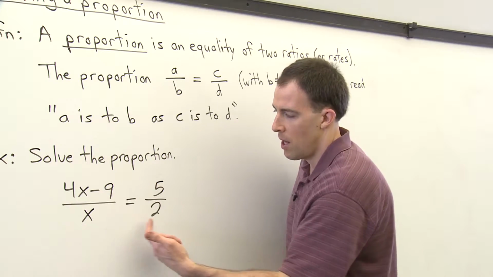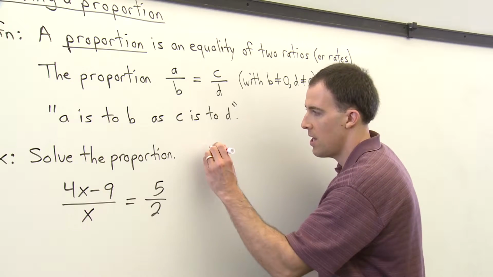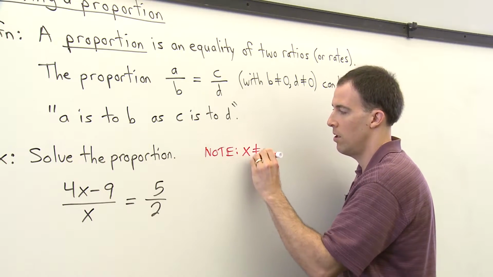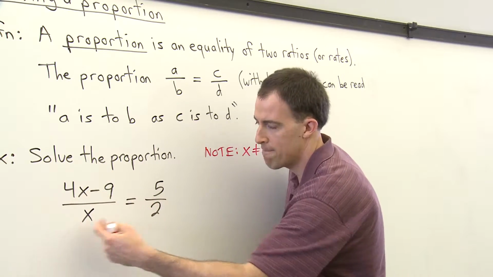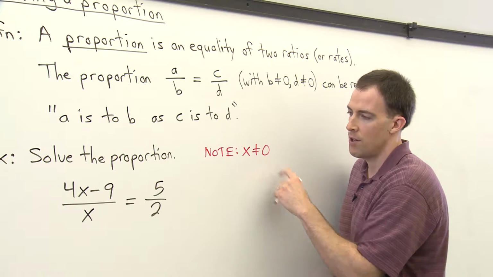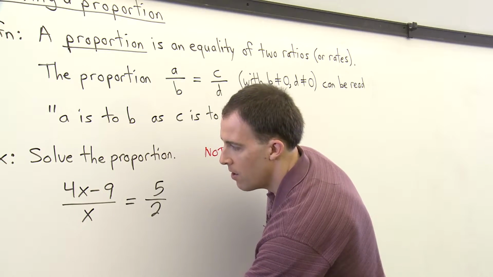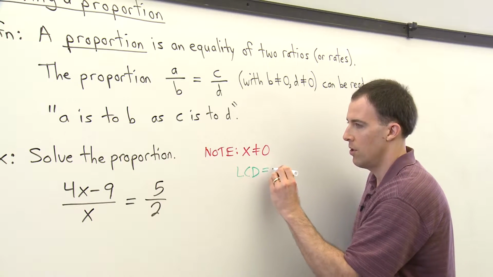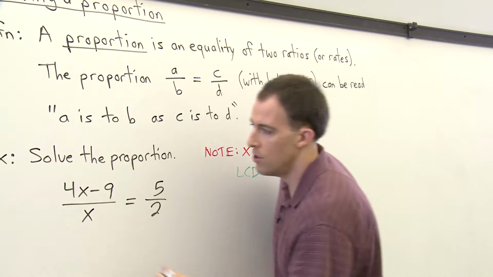So neither one of these denominators needs to be factored, and the only restriction on the variable that I see is that x is not allowed to be 0. Because if x were 0, this first fraction here would be undefined. So we can't allow 0 to be an answer. We'll make sure we make a note of that. The least common denominator among an x and a 2 would be 2x. So we need to multiply both sides of this proportion by 2x to begin.